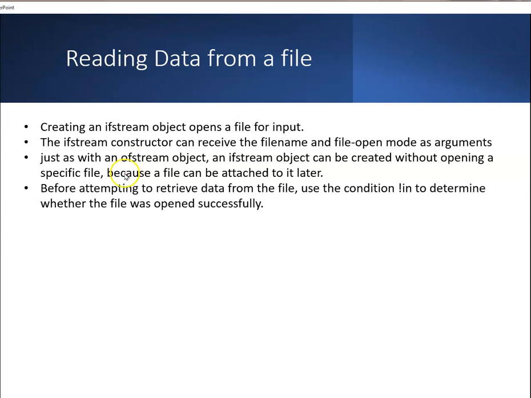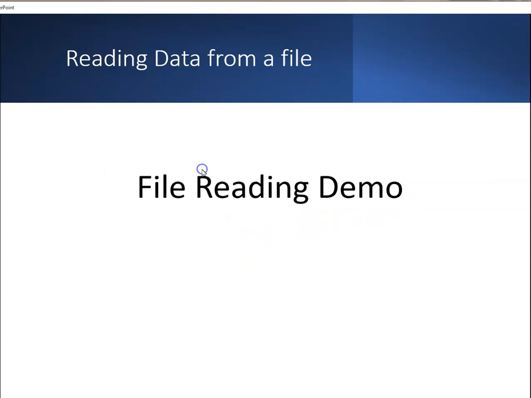So to read data from a file, instead of using ofstream, we use ifstream, and it can receive the file name and file open mode as arguments. Just as with an ofstream object, an object can be created without opening a specific file because it can be attached later. And before attempting to retrieve data, use the condition !in to determine whether the file was opened successfully.